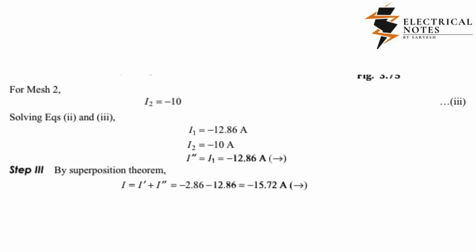Step 3: by the superposition theorem, I equals the sum of the two contributions, minus 286 plus minus 286, which is equal to minus 5. 86, 12, 72.